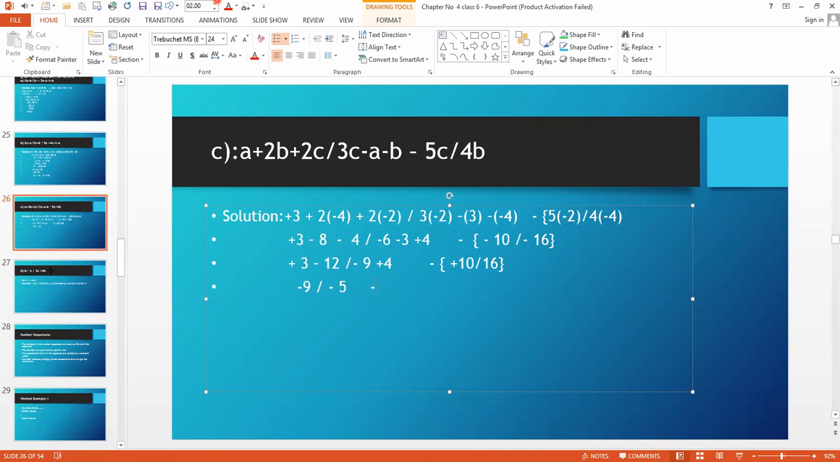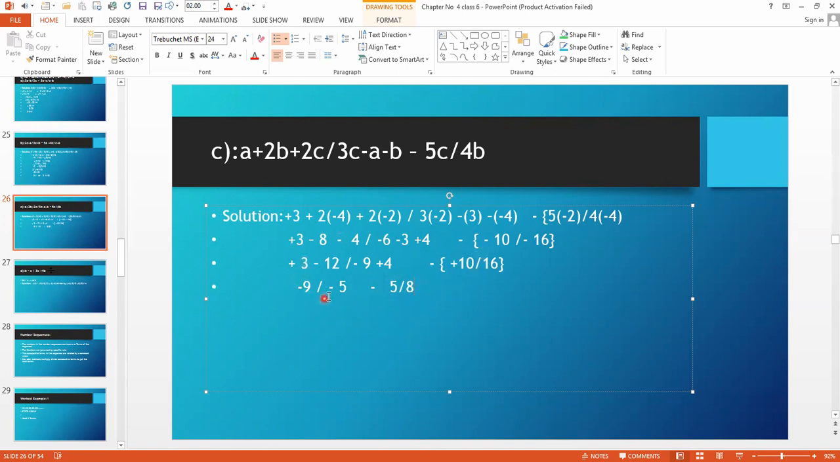Now I also have to simplify this. 10 and 16. In which table will both come? 10 and 16, the 2 times table? Yeah. So I have to write it here. 2 5s are 10, and here 2 8s are 16. So we have -9 over -5, and this is -5 over 8, because plus into minus is minus.